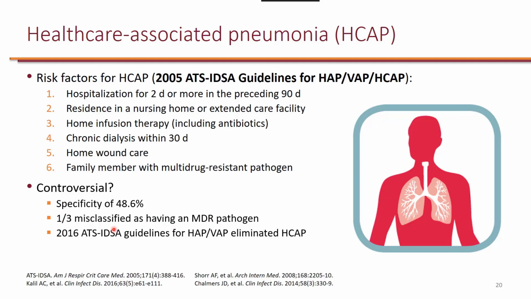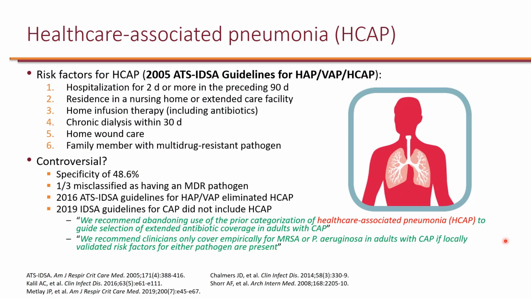So the 2016 IDSA guidelines for HAP and VAP actually removed the term HCAP. The 2019 IDSA guidelines for CAP did not include HCAP, and they recommend abandoning the use of HCAP in order to select patients who need extended antibiotic coverage. Instead, they recommended that clinicians only cover empirically for MRSA and Pseudomonas in adults with CAP if there are locally validated risk factors for either pathogen.